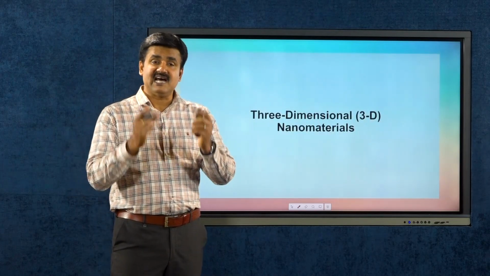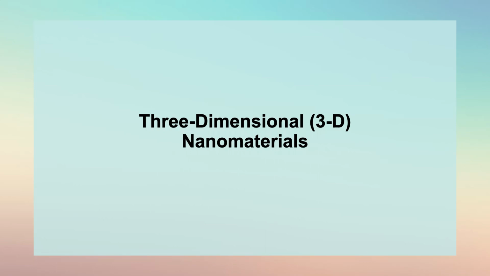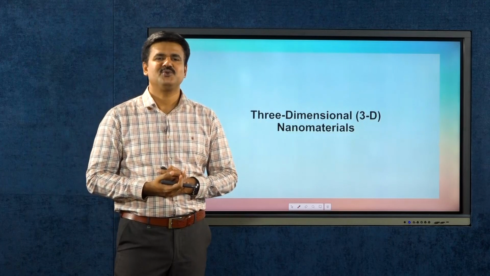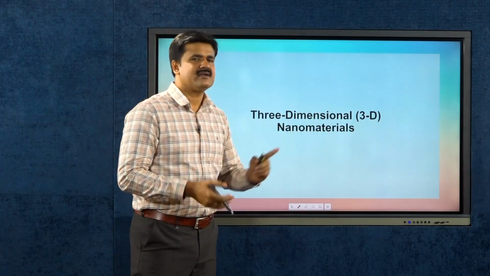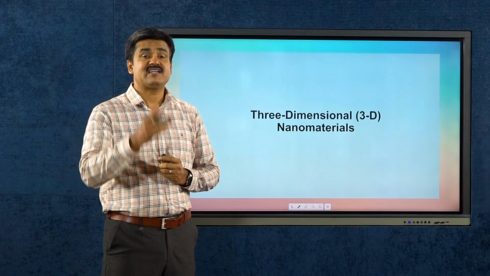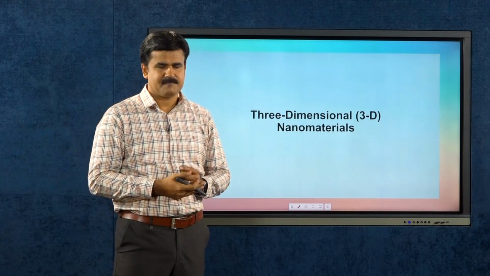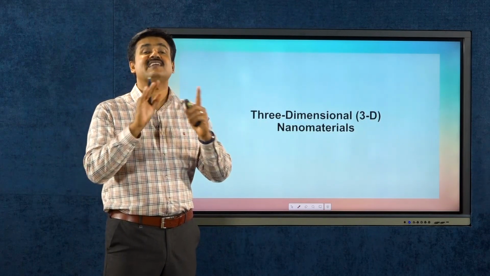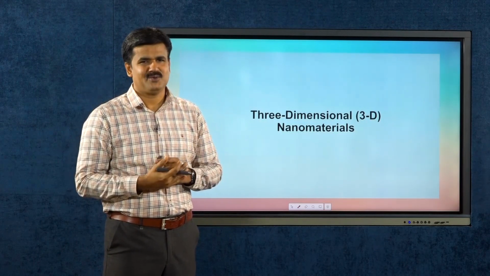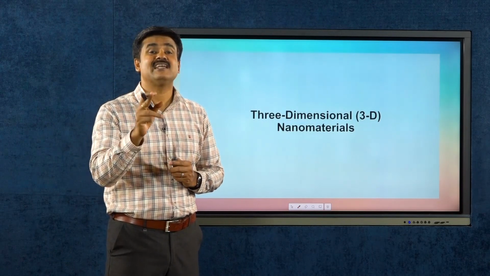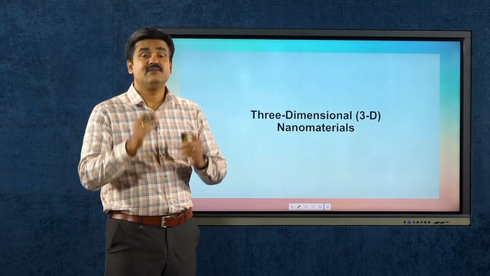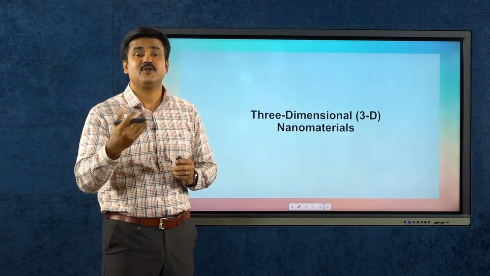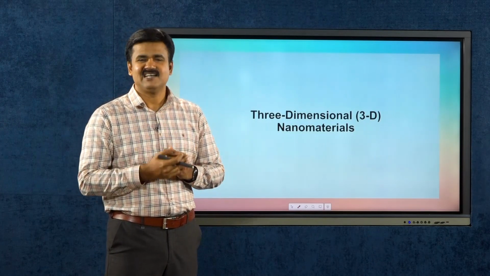Now, the last category, three-dimensional nanomaterial. Before entering into the details, my question to you is, what does this number 3 represent? What is the implication of the number 3? The number 3 represents the fact that all the 3 dimensions are outside the nano range. Then one important question again appears in your mind. If all the 3 dimensions are outside the nano range, how can we call it a nanomaterial? Here is the answer.